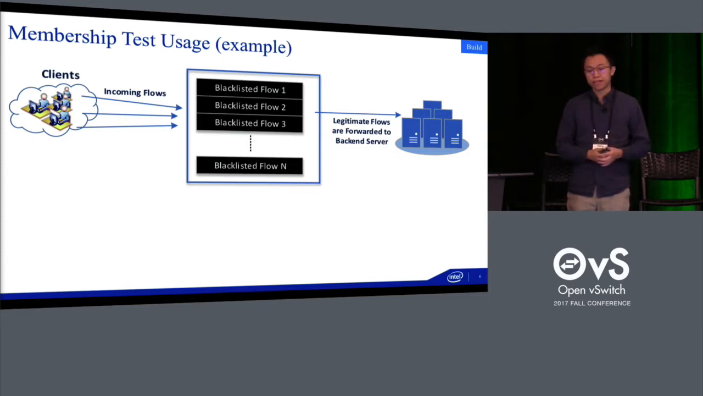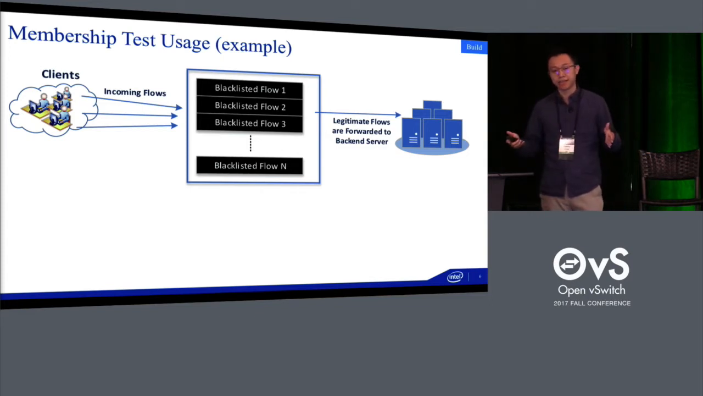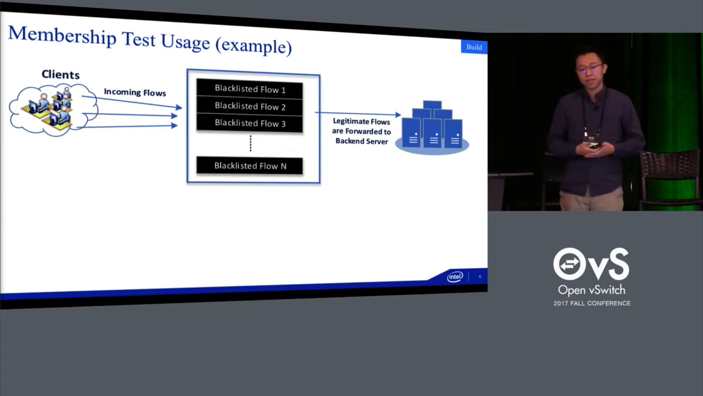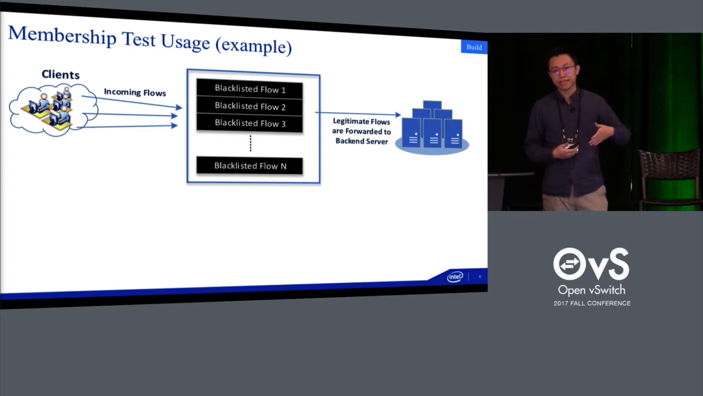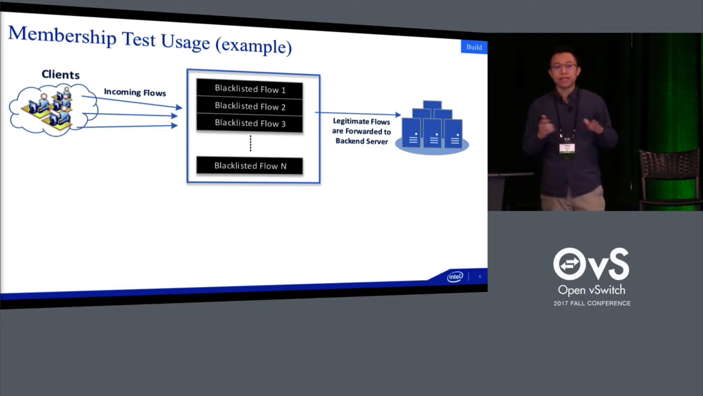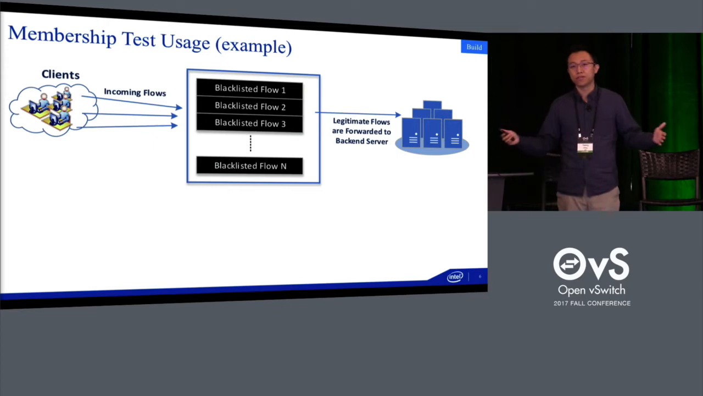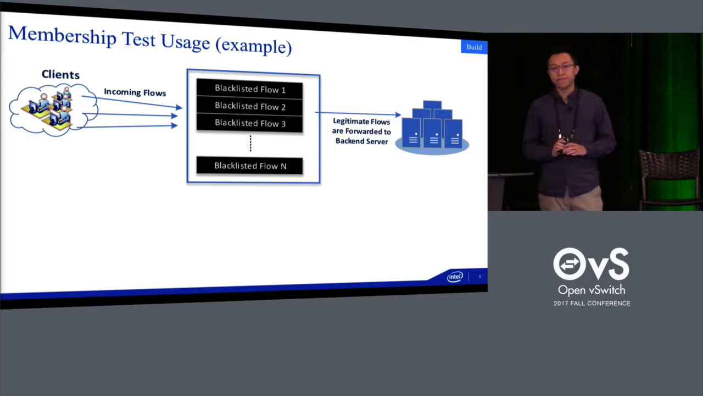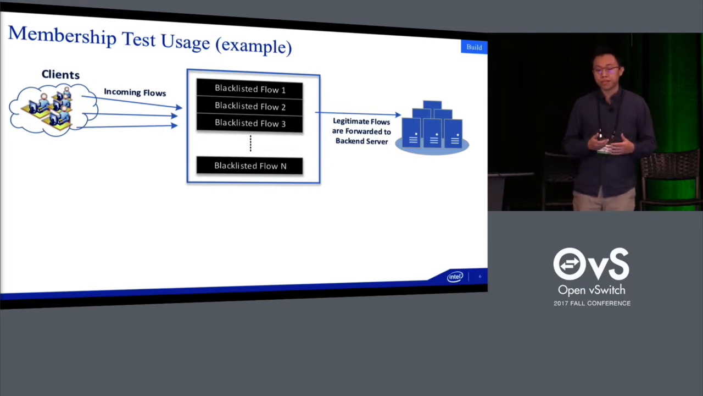For example, on this slide, I have a set of flows that you want to blacklist or block. The client sends some packets. You want to quickly find if the key of the packet belongs to the set or not. Of course, you can use a full-blown array or hash table to do this task. But that will be very memory inefficient and pretty slow. That's why we need a new membership test structure. We call it the membership library.